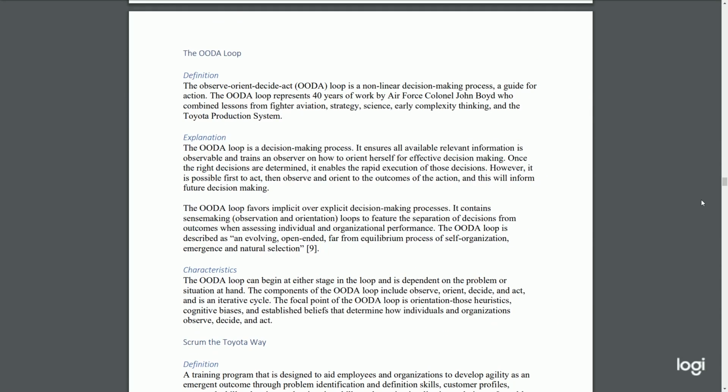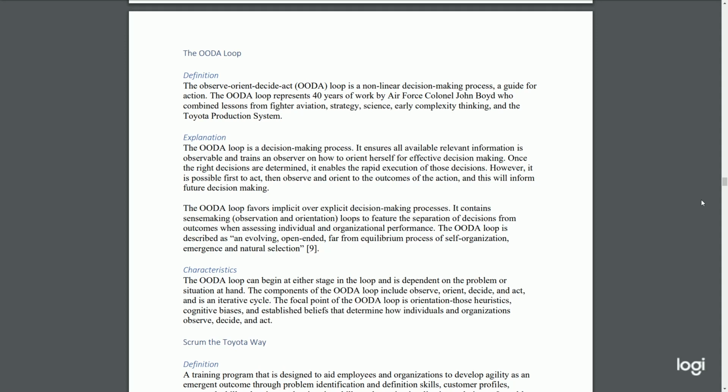The OODA Loop. Definition: the observe, orient, decide, act OODA Loop is a non-linear decision-making process, a guide for action. The OODA Loop represents 40 years of work by Air Force Colonel John Boyd, who combined lessons from fighter aviation, strategy, science, early complexity thinking, and the Toyota production system.